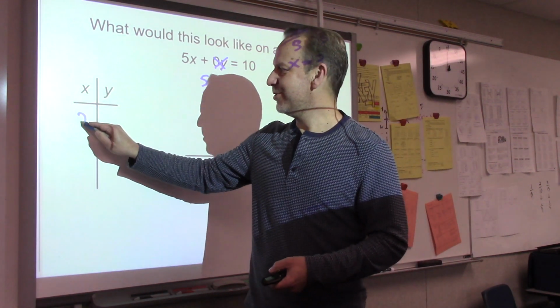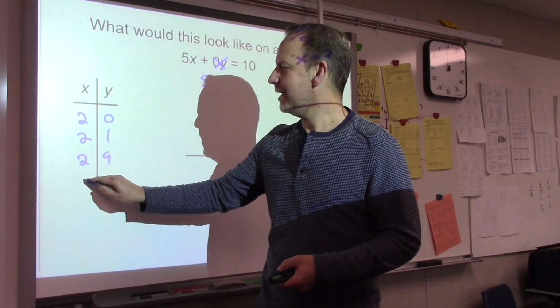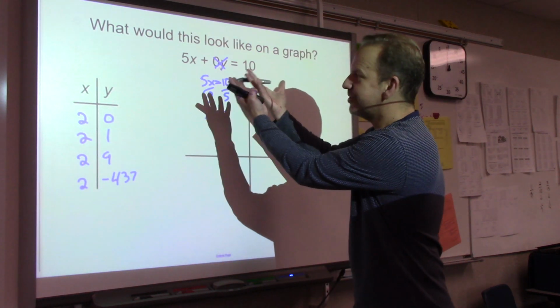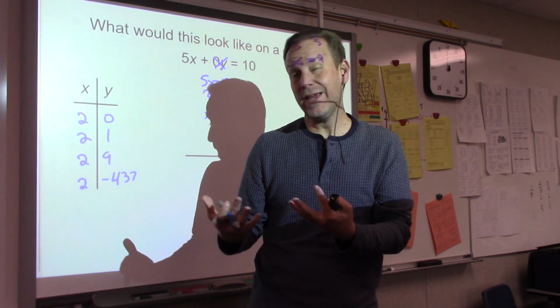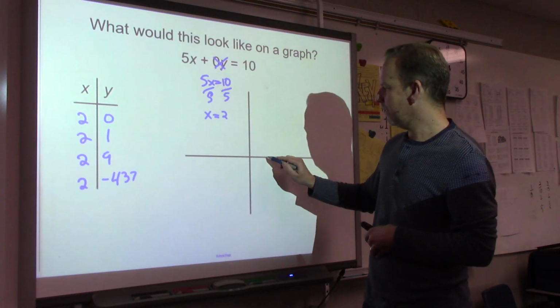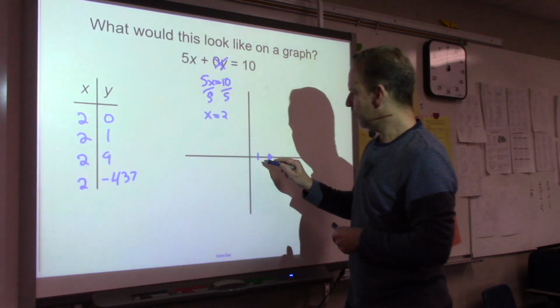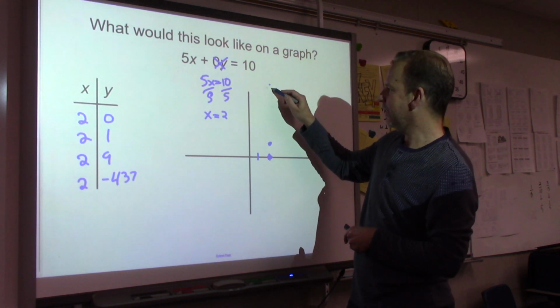And so it's going to be (2, 0), (2, 1), (2, 9), (2, negative 437). The x is forced to be 2 because there is no place to put a y that's going to make anything other than 0. And so a dot at (2, 0) would be like 1, 2 right there. The dot (2, 1) would be over 2 up 1 right there. The dot (2, 9) would be like right there.